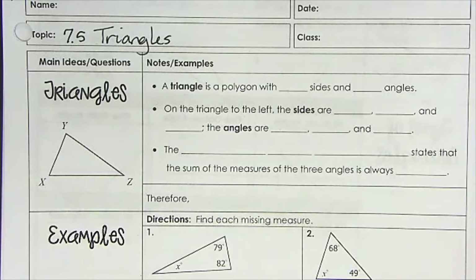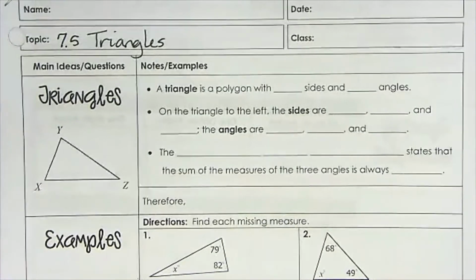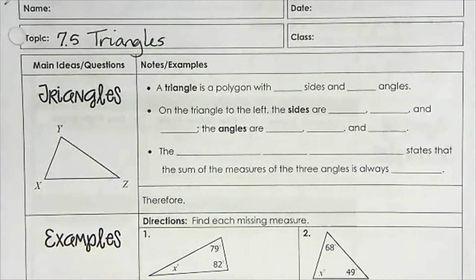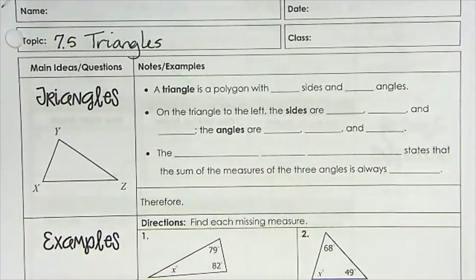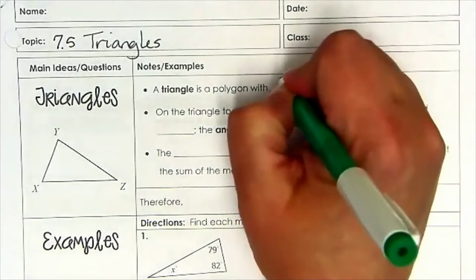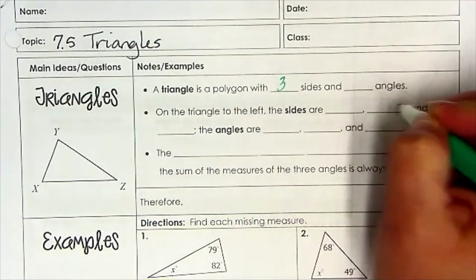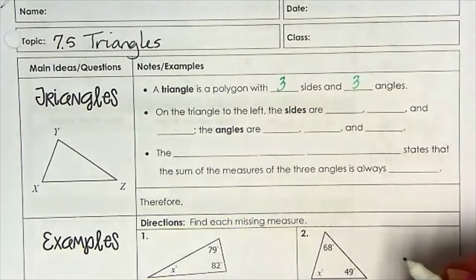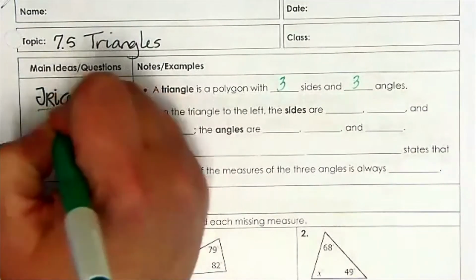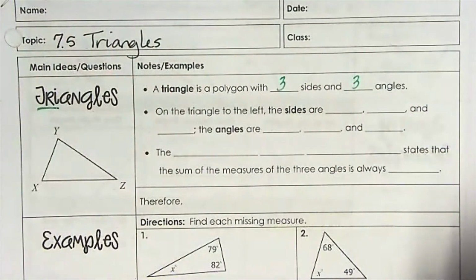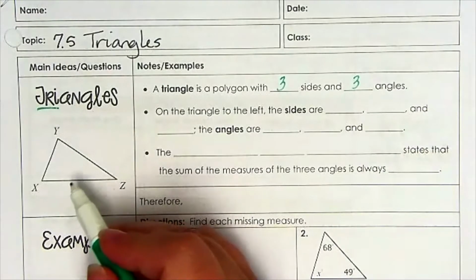We're continuing, working with triangles instead of lines now, and just angles. So a triangle is a polygon with 3 sides and 3 angles. Notice the tri for triangle, which I'm sure you're aware of. On the triangle to the left, we're looking at this one right here.